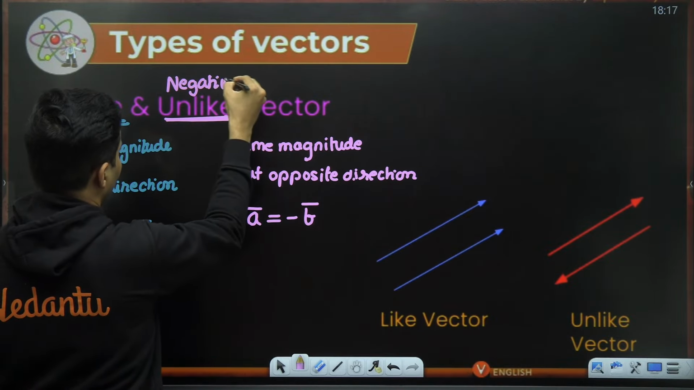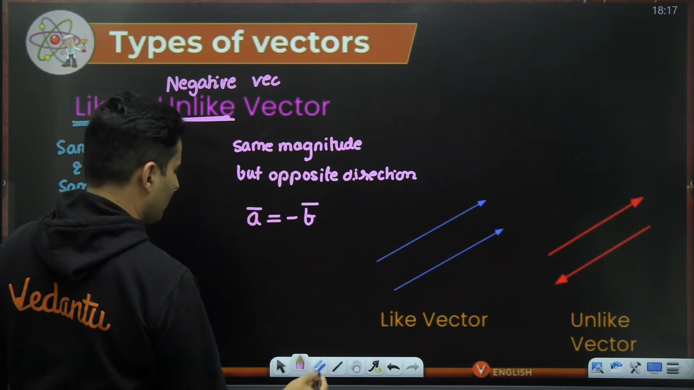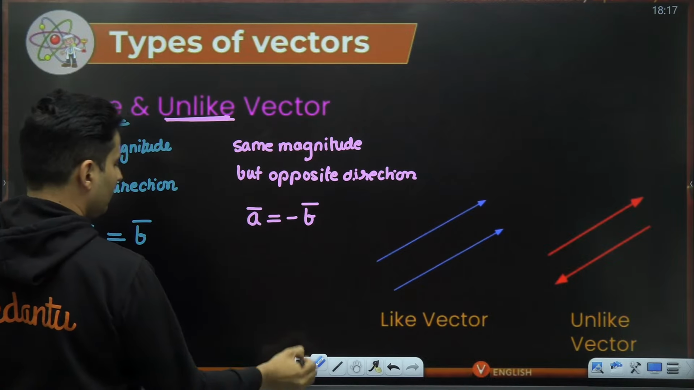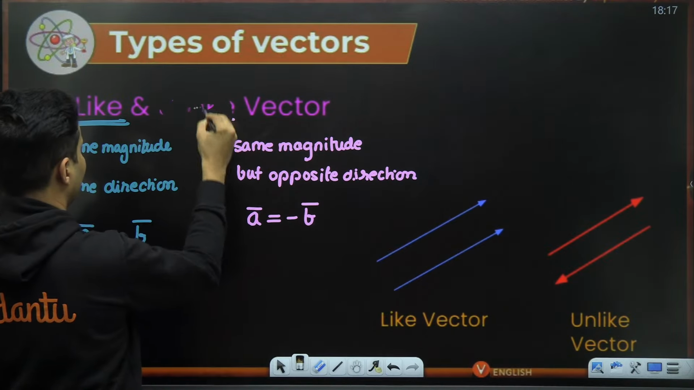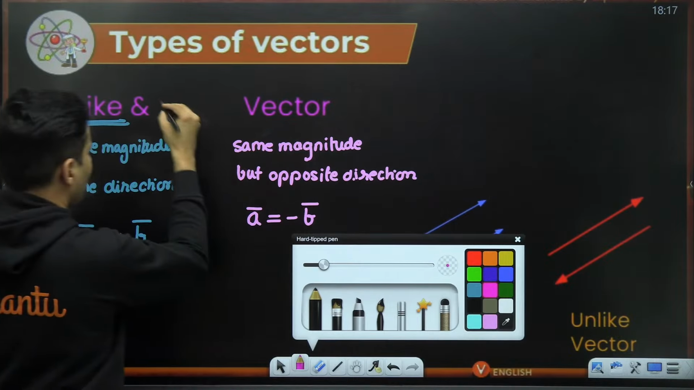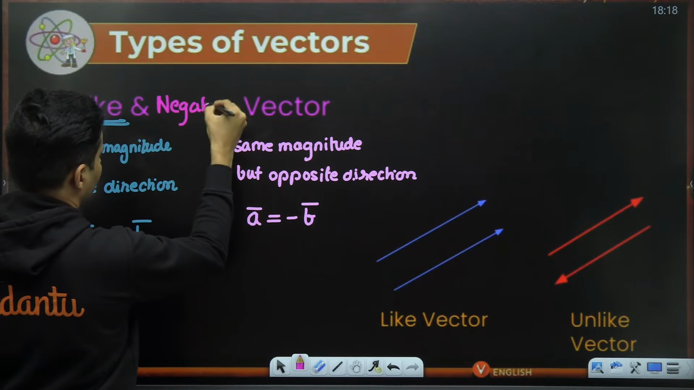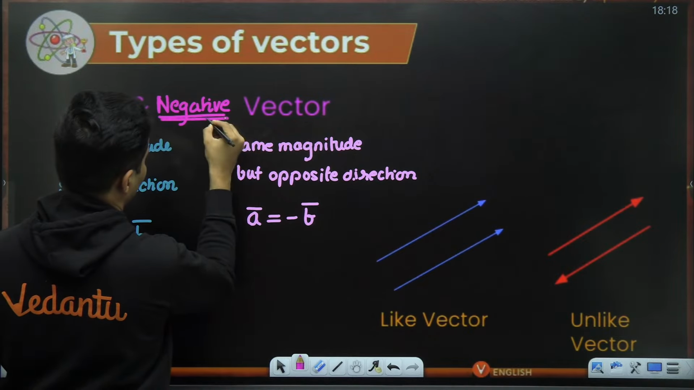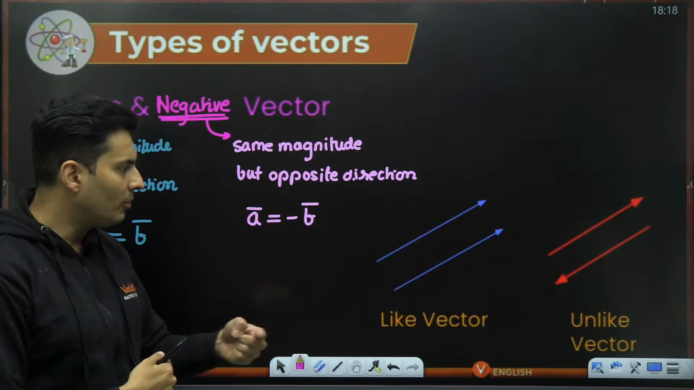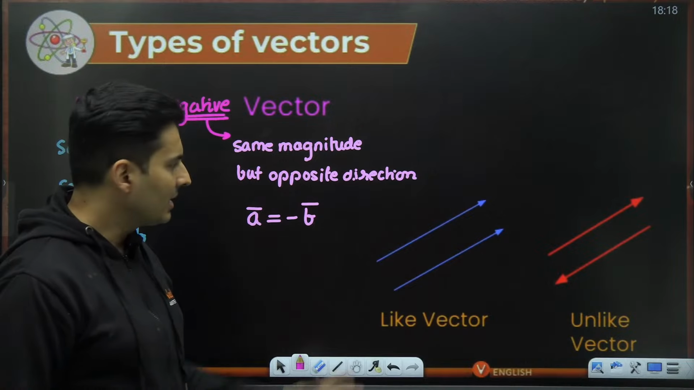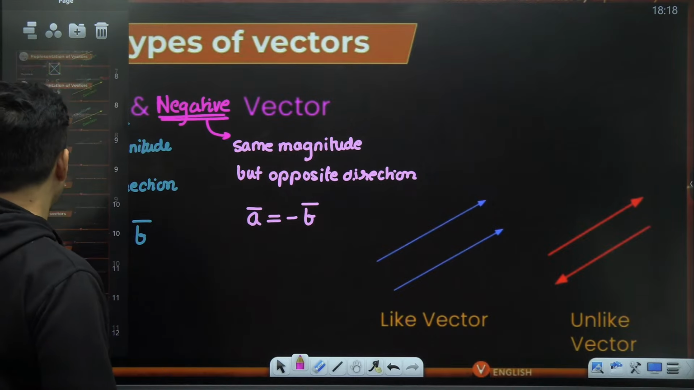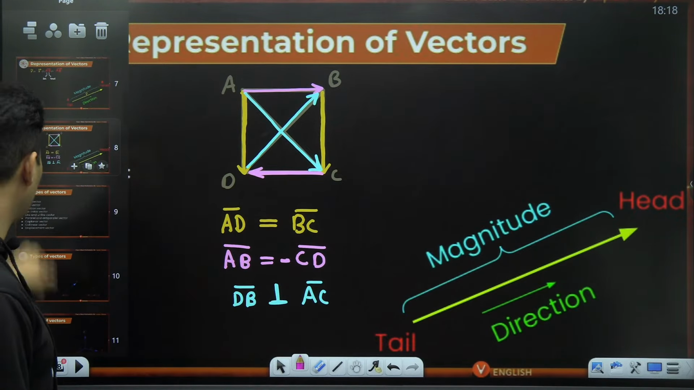A better word instead of unlike will be negative vectors. That is better. Very important. So B vector is negative of A, or A vector is negative of B. That means opposite in direction, but you can see their magnitudes, their lengths, are going to be the same. All right. So moving on now to the next concept.